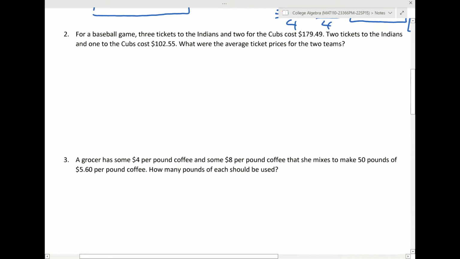For a baseball game, 3 tickets to the Indians and 2 for the Cubs cost $179.49. 2 tickets to the Indians and 1 for the Cubs cost $102.55. What were the average ticket prices for the 2 games? Well, we're trying to figure out how many tickets were sold for each team, and then we could figure out the price per ticket.